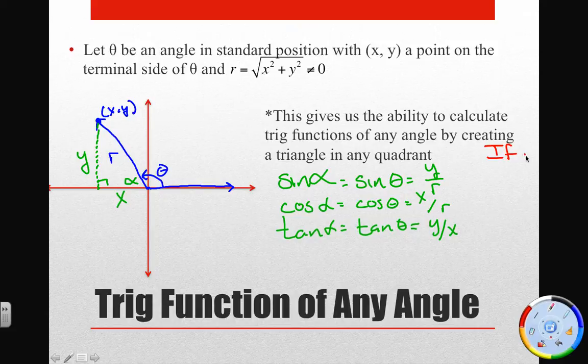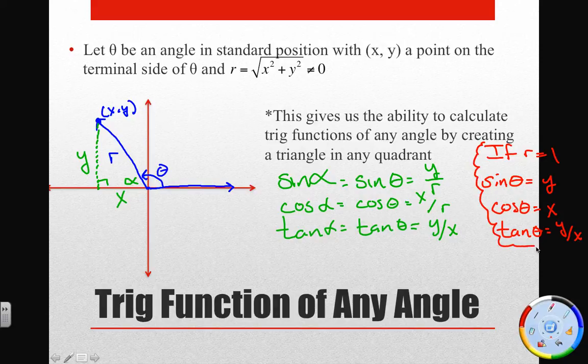So if r equals 1, then sine of theta is just whatever the y coordinate is, and cosine of theta is whatever the x coordinate is. And then tangent just stays the same because r has no effect on it. It's y over x. We should know that because tangent is sine over cosine, so tangent is y over x. And this comes in very handy for us in a little bit.